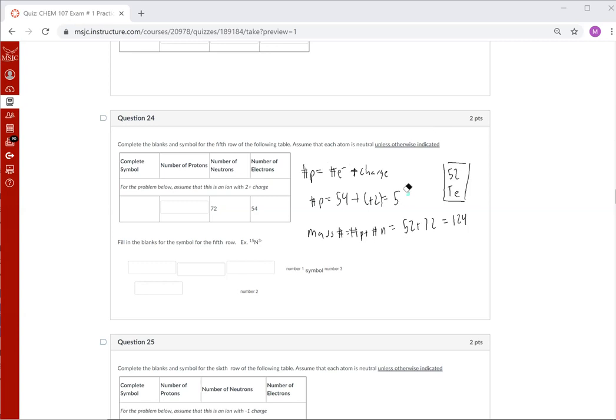Professor, what's the number on the bottom where it says mass number is 52 plus what? In this case, after we revise our protons, it would be 56 plus 72. And that in turn would give us a mass number of 128. So let's just adjust that really quickly.